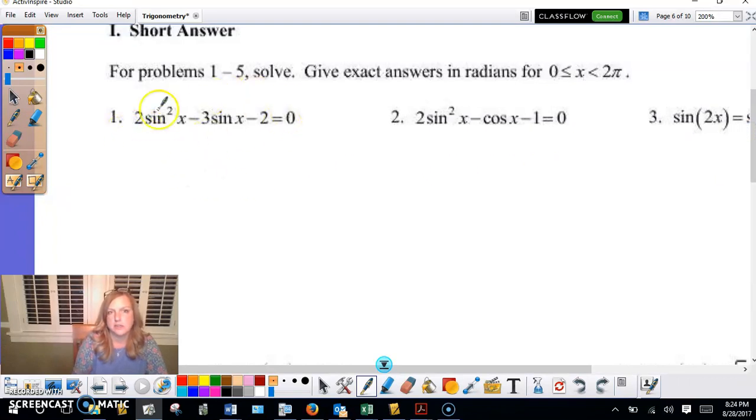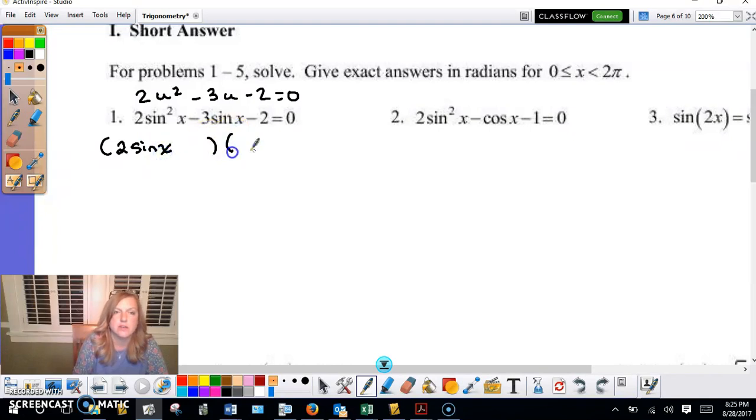So initially, taking a look at a problem like this, what you need to do is recognize you have a quadratic. You can do a u substitution, 2u squared minus 3u minus 2 equal to 0 and turn it into more of an algebra problem. But at our level, we kind of want to say, hey, I recognize that's quadratic. I should be able to factor it and leave the trig functions in.